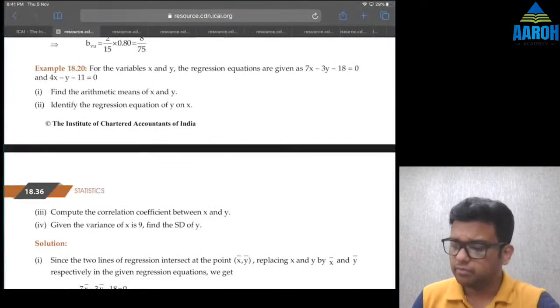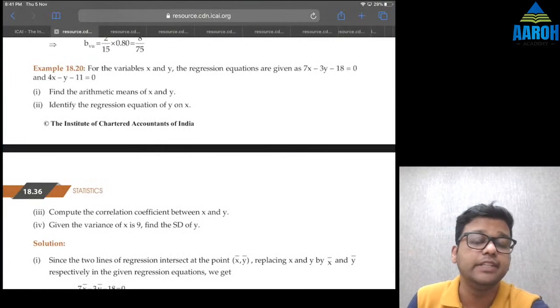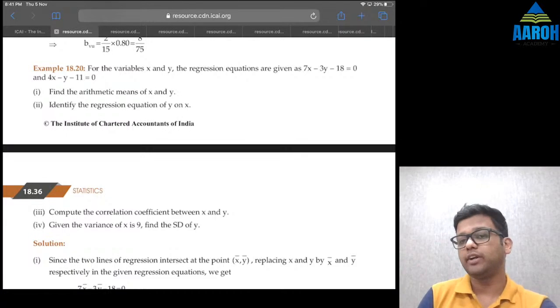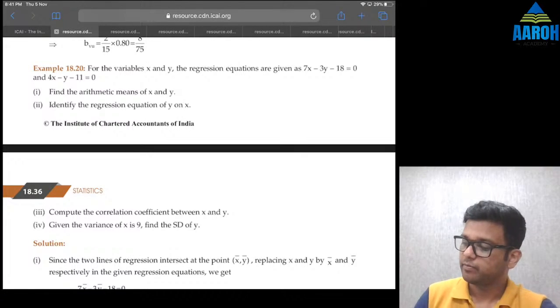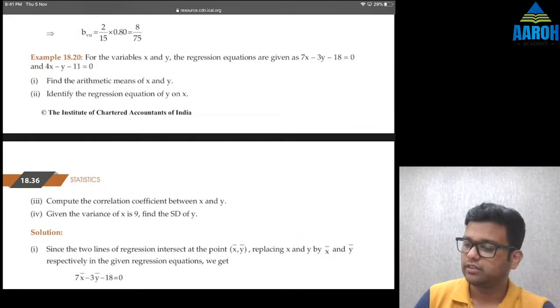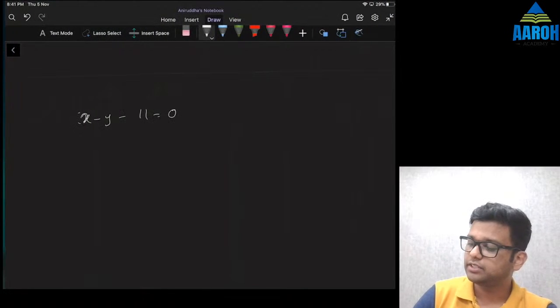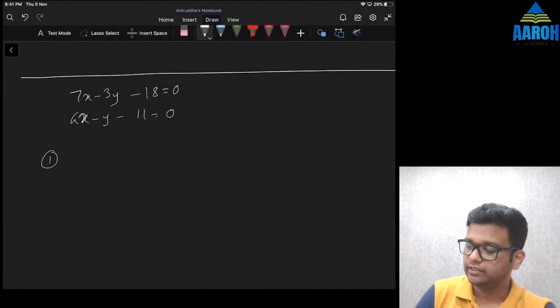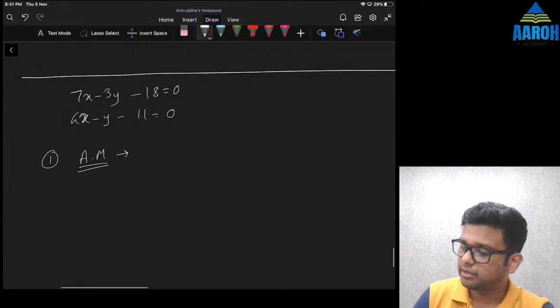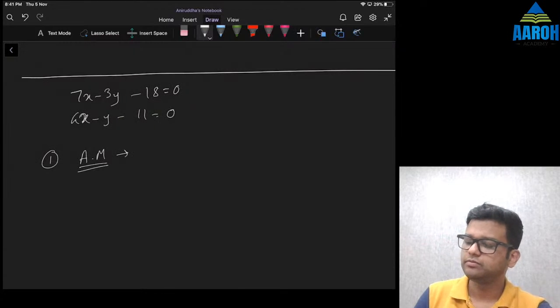Now again, this is very important, because we don't know which one is x on y and which one is y on x. We have to calculate, and it is very important how to do this. But the first question is easy. First is to find the arithmetic means of x and y. We have just seen that for the arithmetic means we have to solve the lines simultaneously. So can you try to find them? Solve the lines simultaneously in any way that you want.